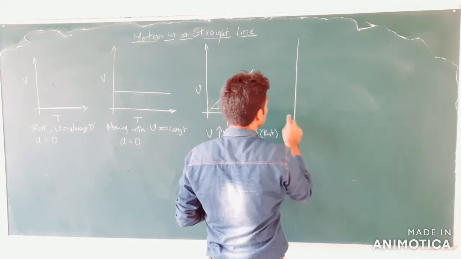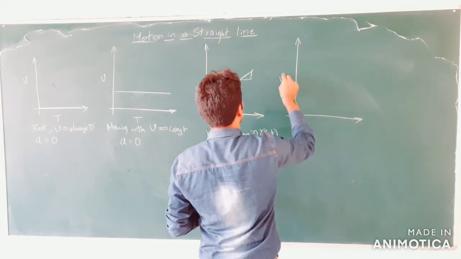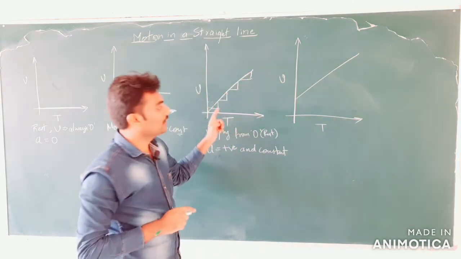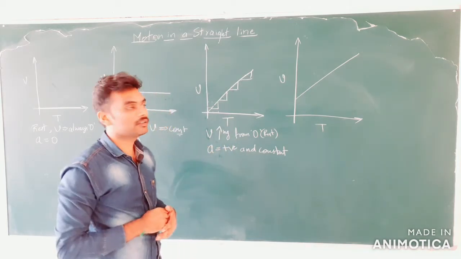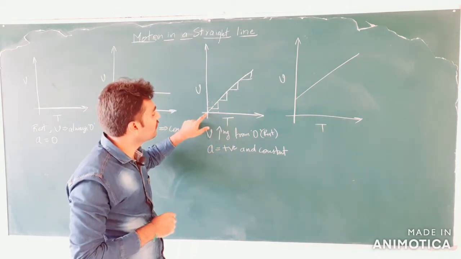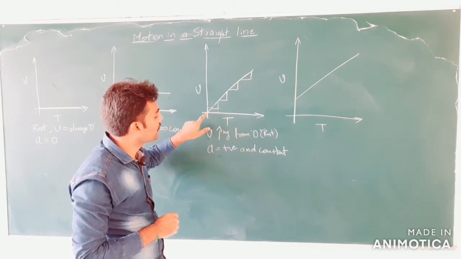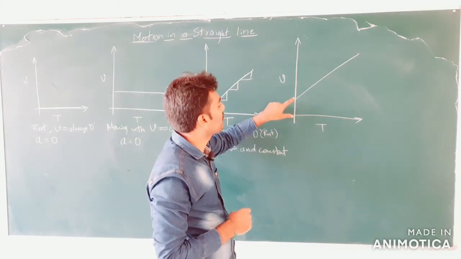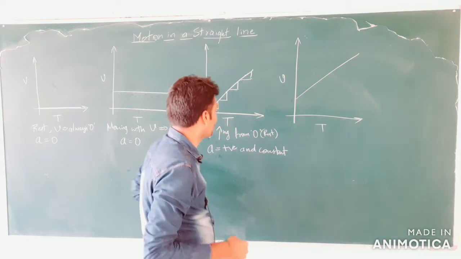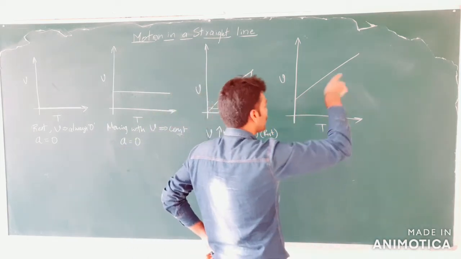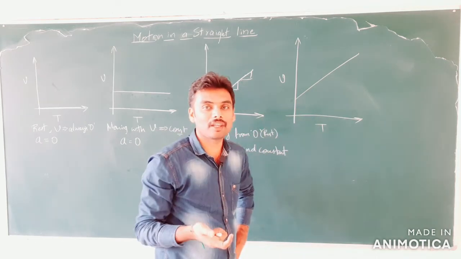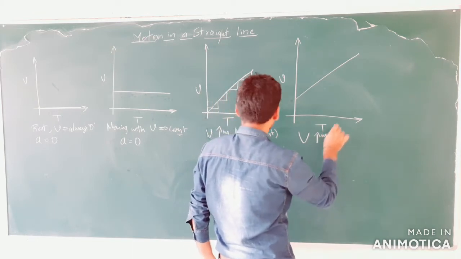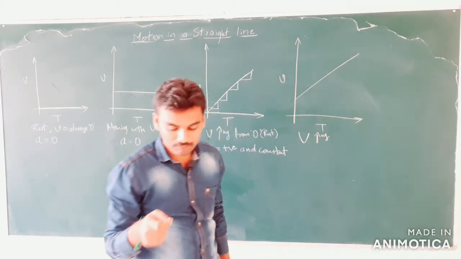Moving ahead, I'll take one more VT graph, a different VT graph like this. These two VT graphs look almost similar, but the difference is that in the earlier graph the beginning is from the origin, from 0, but here the beginning is not from 0, it is from a certain value on the velocity axis. So what is happening to velocity? Is the velocity increasing, decreasing, or same? Obviously velocity is increasing with time, but it is not increasing from rest.